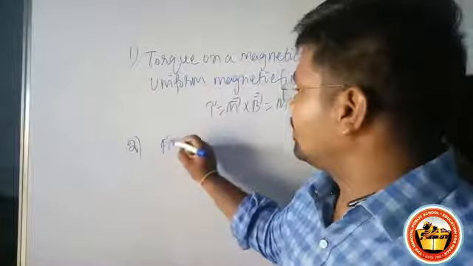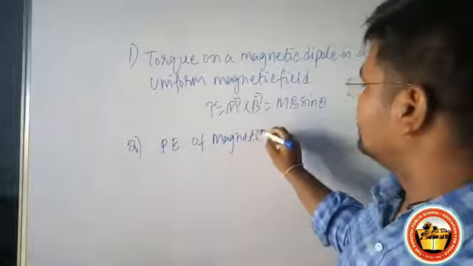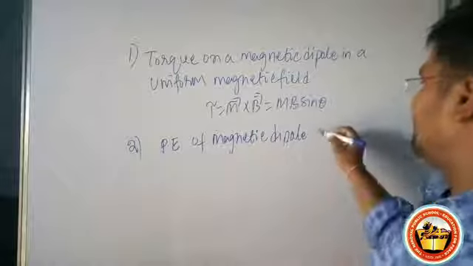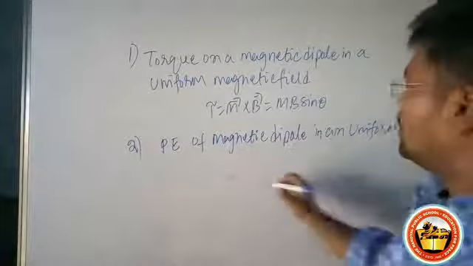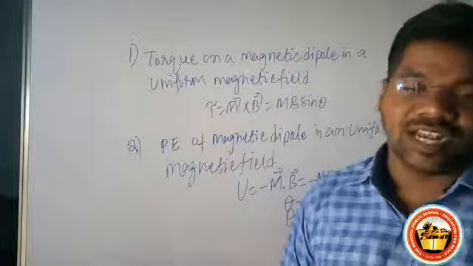Next, potential energy. Potential energy of a magnetic dipole in a uniform magnetic field, that is U is equal to minus M dot B. Okay, this is a dot product. You can write it as minus MB cos theta. Theta is equal to 0 means stable. Theta is equal to 180 means unstable.